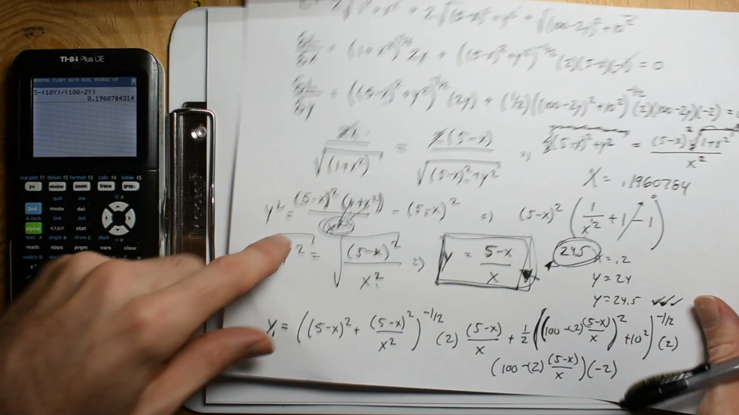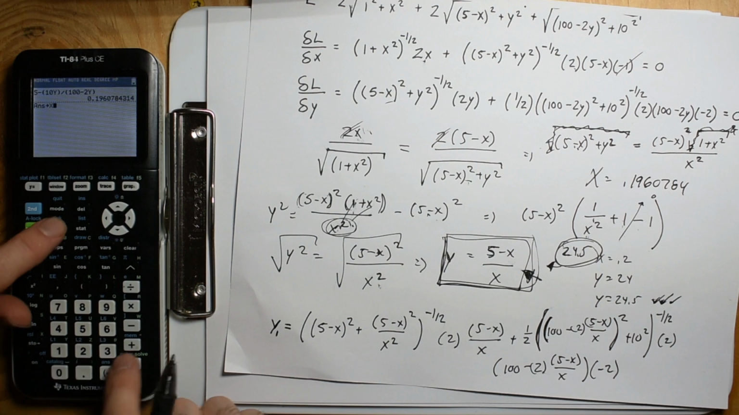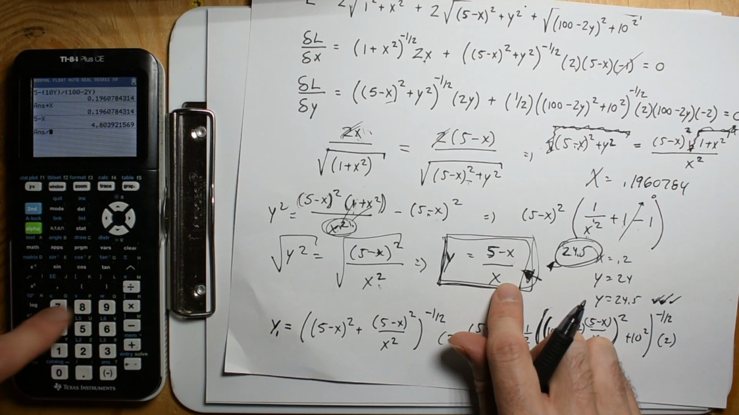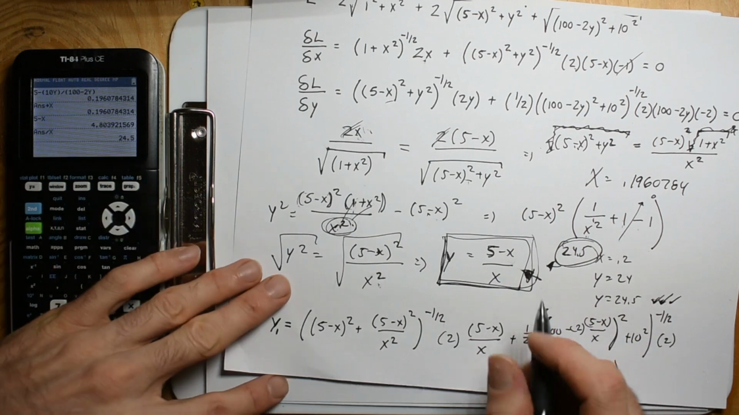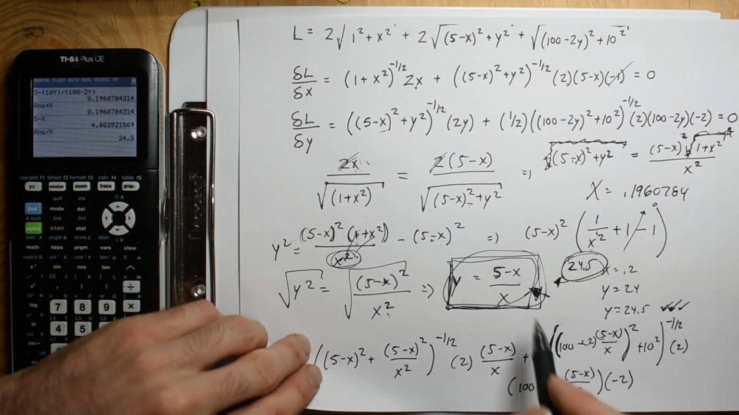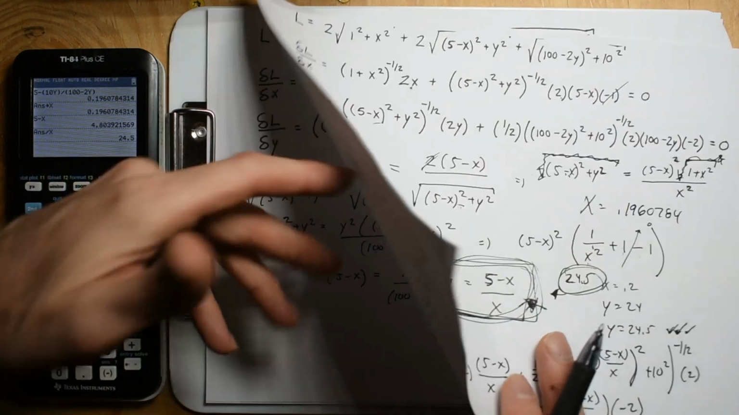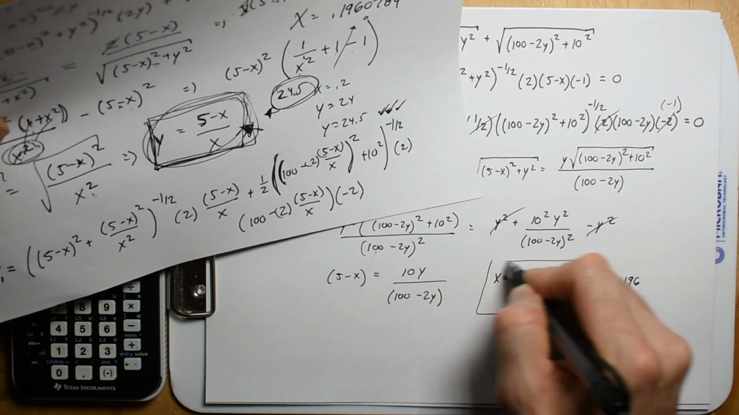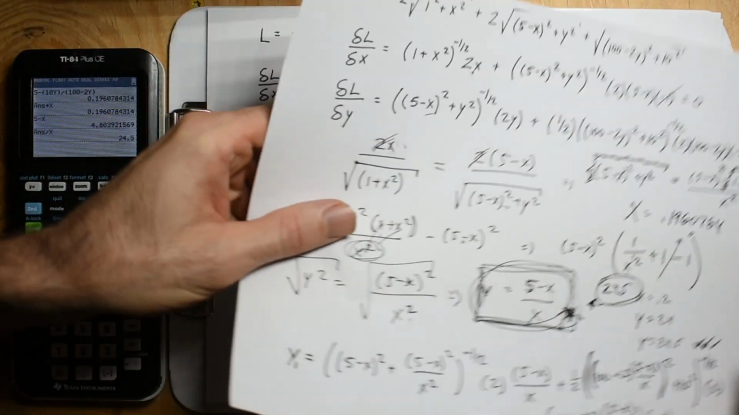Back to this one, if we throw in, and I'm going to store that as x, if we now do 5 minus x divided by x, we get 24.5. So we figured out the answer. We have optimized the answer. So we have these two equations. One says x is this, and the other says y is this.